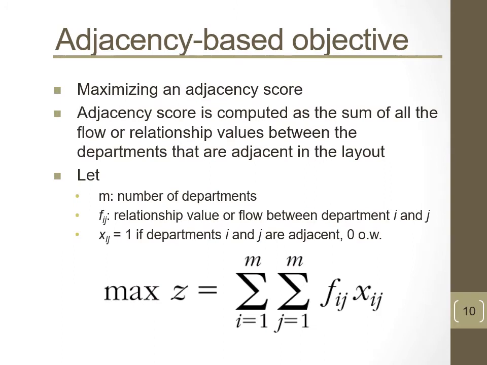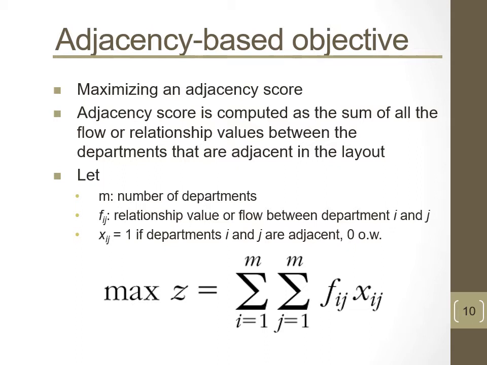The first one of these is the adjacency-based objective, and as we said, we try to maximize this objective. And how do we calculate this adjacency-based objective? Basically, as the name implies, we need to identify the adjacent departments, the departments which are side by side. Okay? And then for adjacent departments, we sum their relationship values.